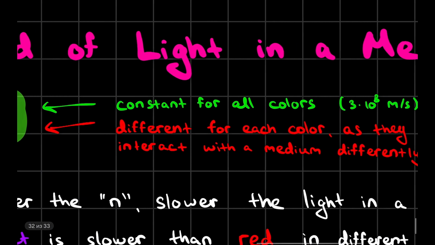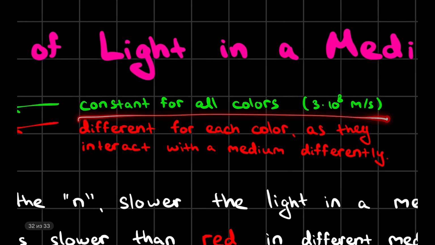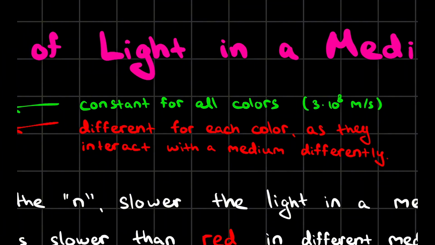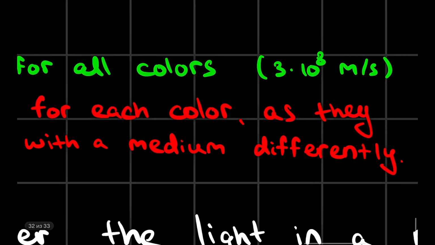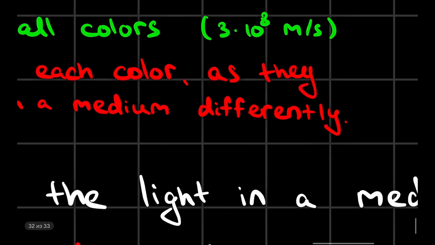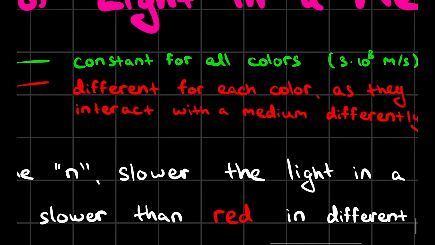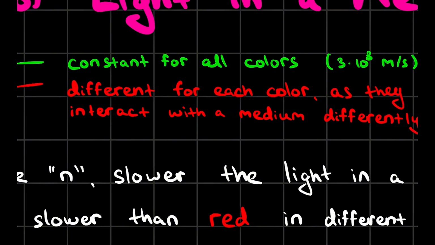So c, the speed of light, will be constant for all colors. If you take, for example, the red laser or green laser, they will experience the same speed because they all have the speed of light, okay? They will not be slower than this. They will all be the same speed, but in air. As we add some sort of a medium, then it is different for each color, as they interact with the medium differently, okay? So what does it mean? Each of the colors interacts with a certain material by itself.